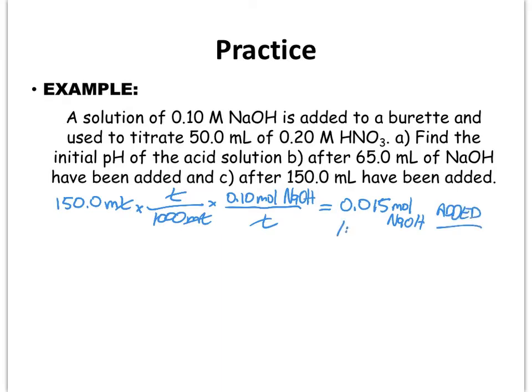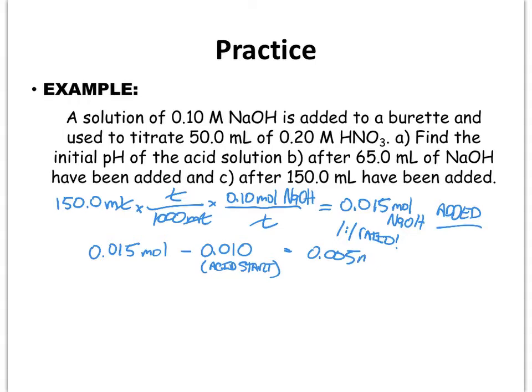Again, this is a 1-to-1 ratio here. As you can see, we already calculated the amount of acid we started with. This is more than the amount of acid we started with, so there's going to be base left over. So 0.015 moles of base were added. I can subtract the amount of acid that would react with this. In this case, that's the amount of acid I started with. Essentially, all of the acid is going to be neutralized. It's a 1-to-1 ratio. So if all the acid reacts with the base, there would be 0.005 moles of the base left over.